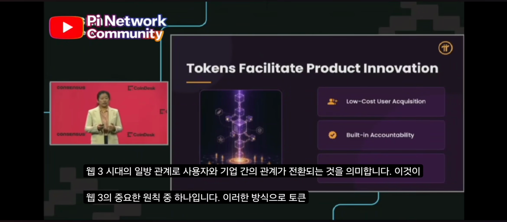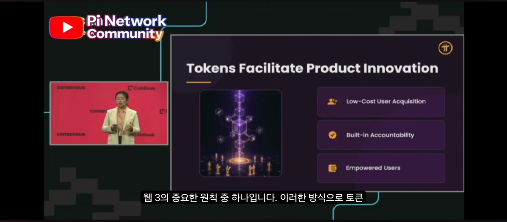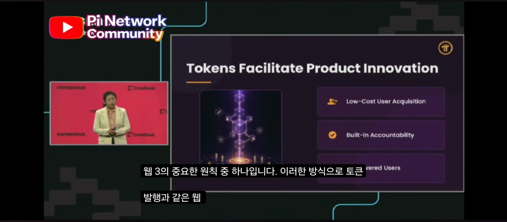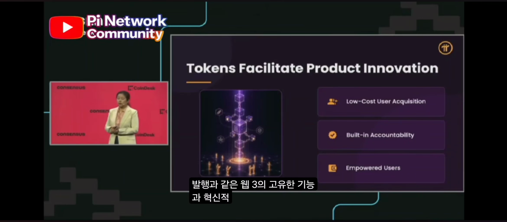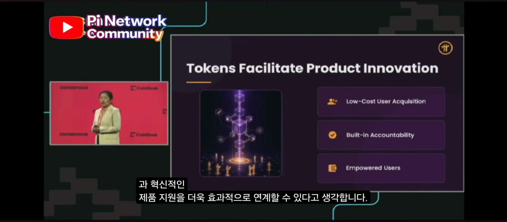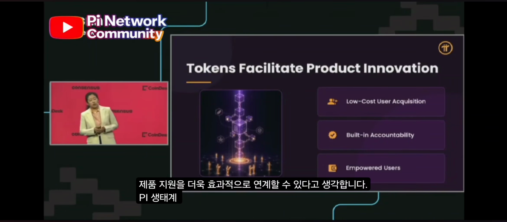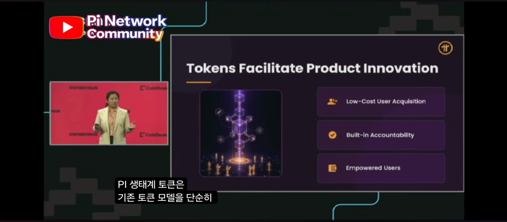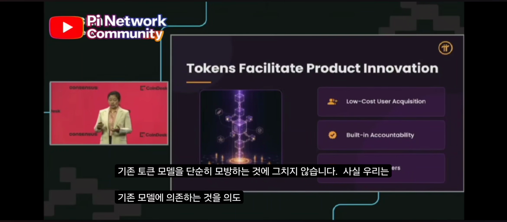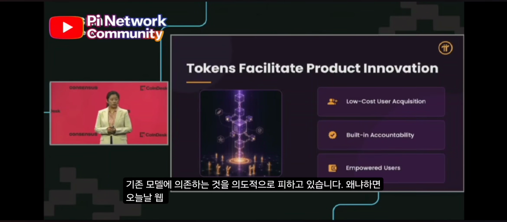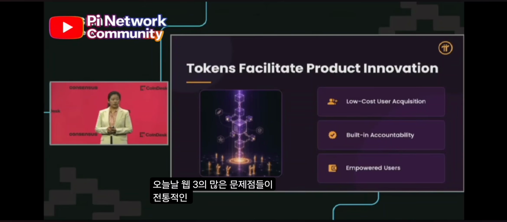In this way, we believe that this design better aligns the unique capabilities of Web 3, such as issuance of a token, with support for innovative products. Pi ecosystem tokens are not just about copying existing token models. We actually specifically, deliberately avoid copying from existing models because we see many of the problems of Web3 these days actually stem from the traditional models.